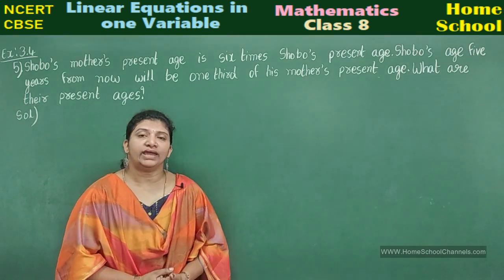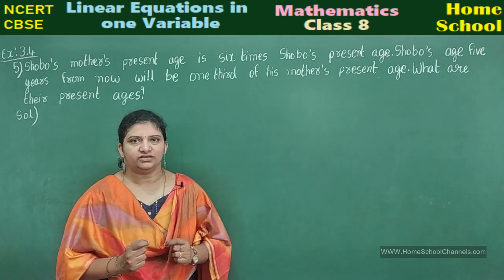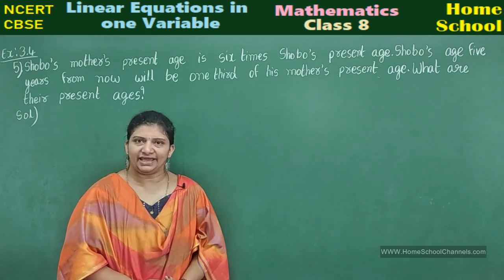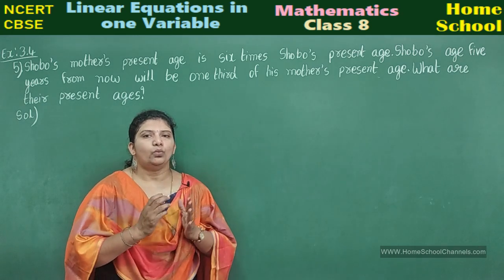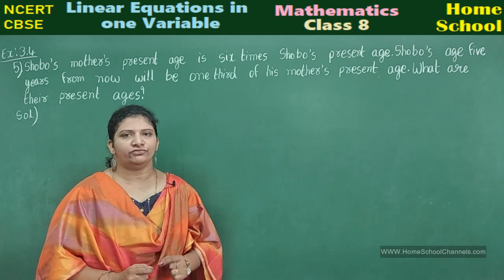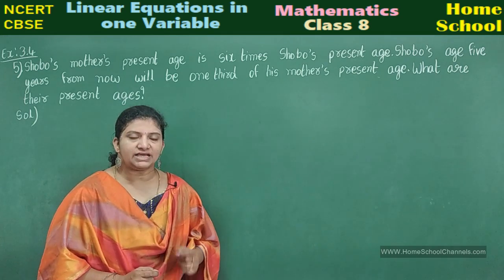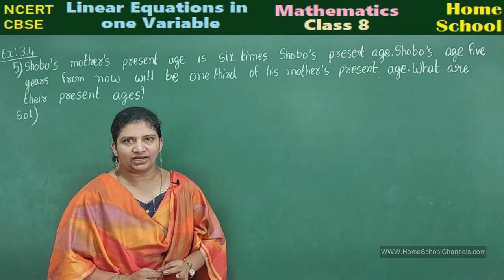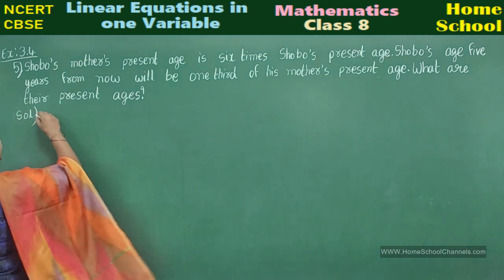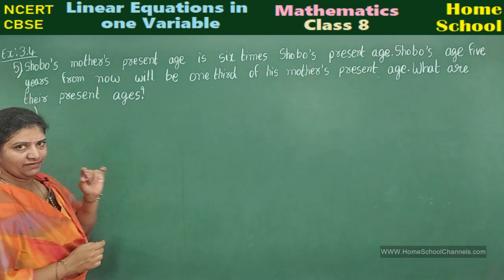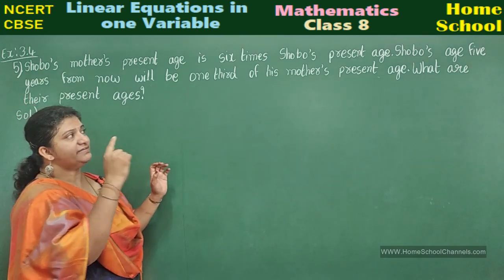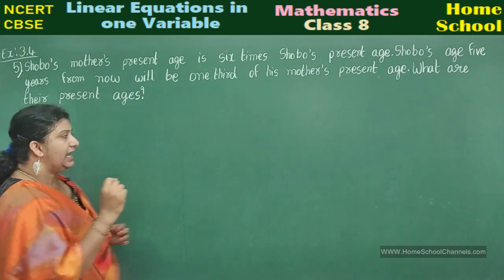In this problem, we are talking about age. Whose age? Shobo's and Shobo's mother's age. When we get problems like this, we need to read the question carefully 2 to 3 times, understand each and every line, and then start the solution. Let me start the solution by saying the first line again. Shobo's mother's present age is 6 times Shobo's present age.